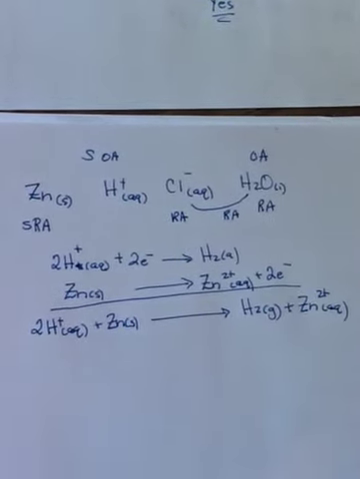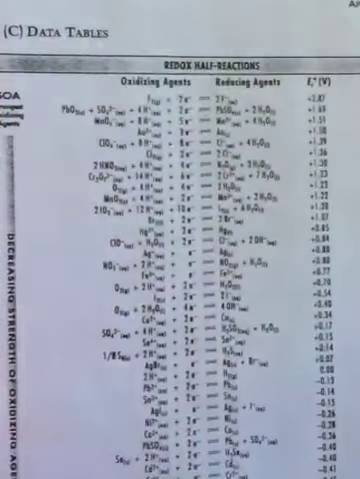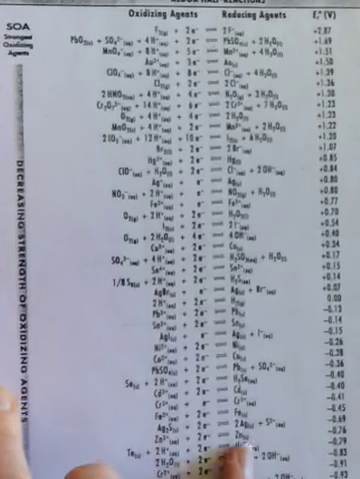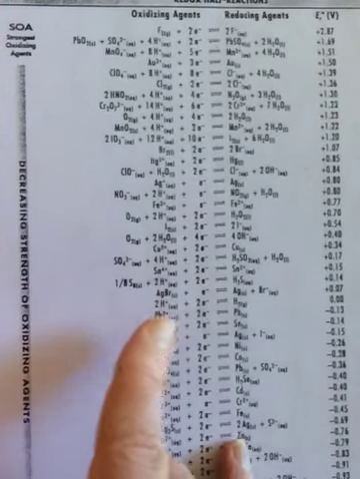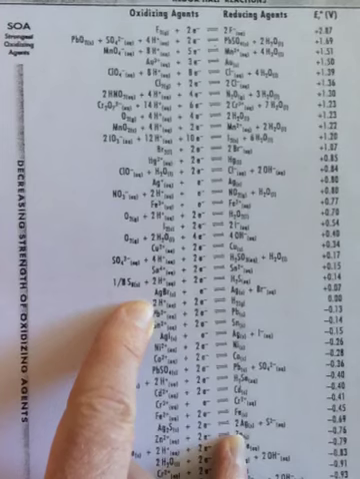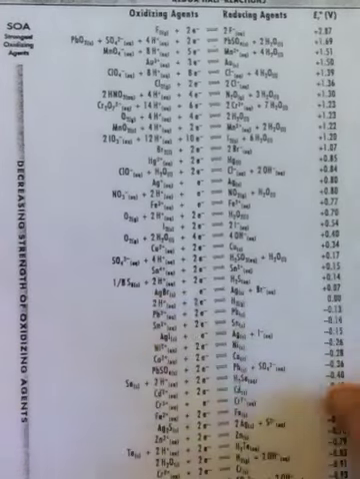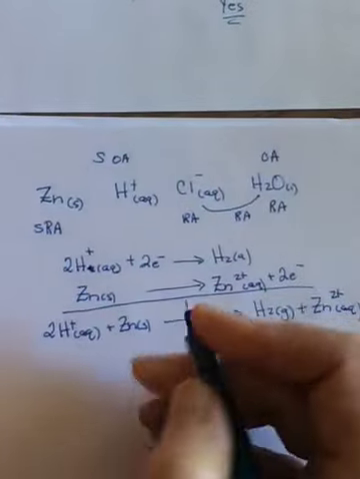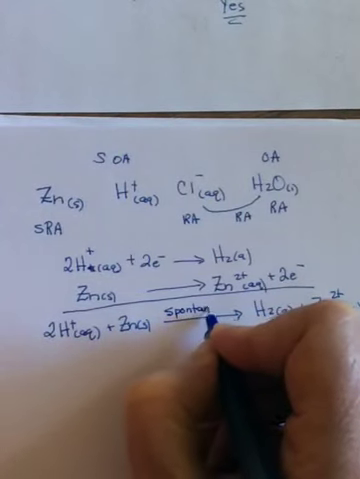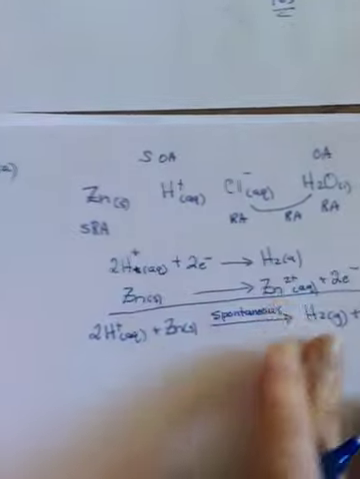We now go and look at the chart. Find them again. Zinc is down here. Just for the record, it's a lot harder to find them when I'm looking through the iPad. And H+ is there. My oxidizing agent is above my reducing agent. This is spontaneous. Okay?